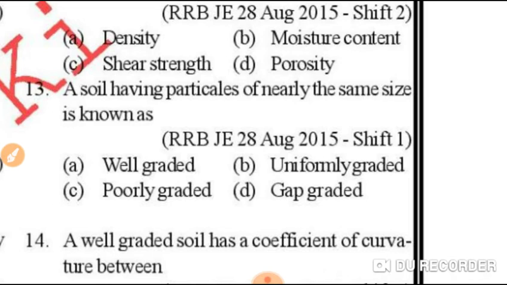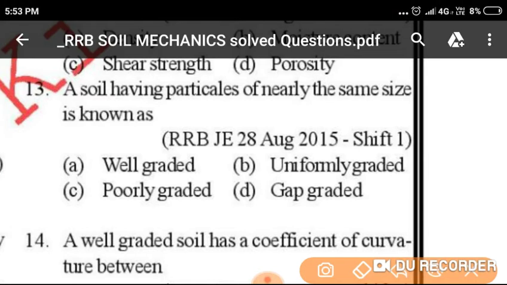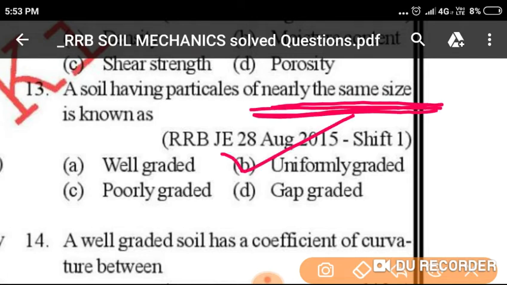Question number 13. A soil having particles of nearly the same size is known as option A well graded, option B uniformly graded, option C poorly graded, option D gap graded. So soil particles of nearly the same size are called uniformly graded.